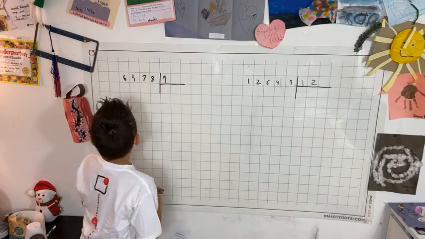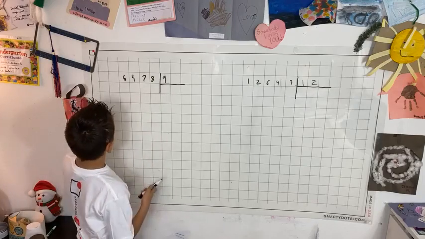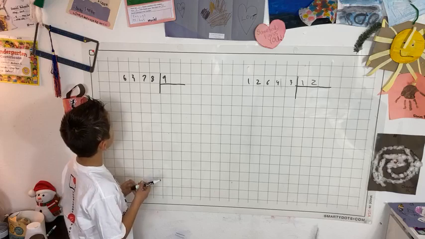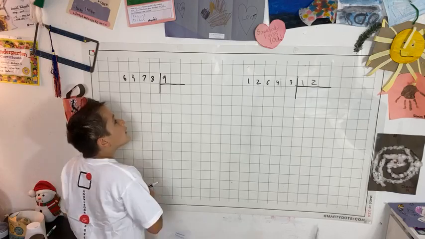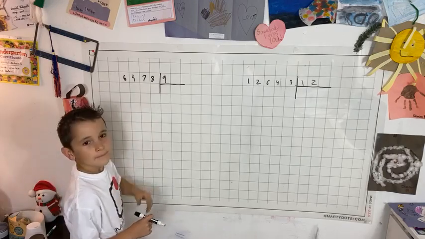Now, so our first question is 6,378 divided by 9.